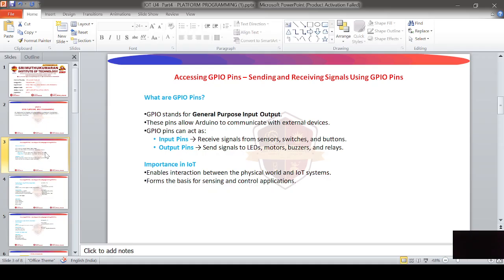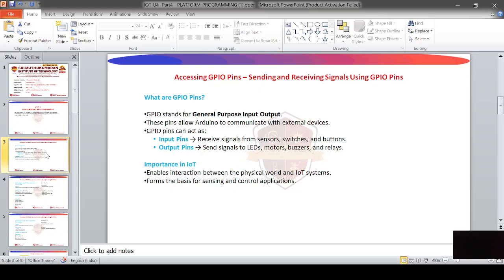Let us first see the expansion of GPIO pins. What does GPIO stand for? General Purpose Input Output. These pins can receive input as well as produce output. These are the pins generally available, and that's the main thing about GPIO. These pins allow Arduino or any controller to communicate with external devices, either to accept input or to generate output.